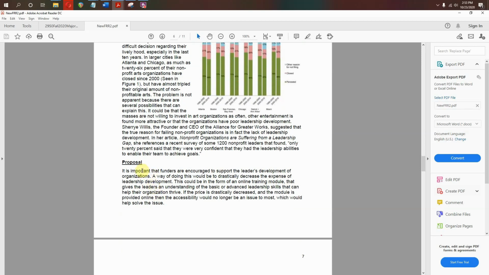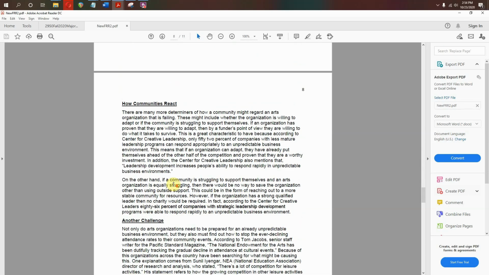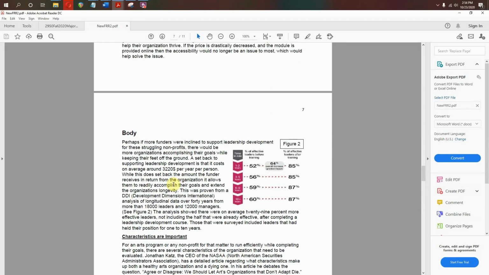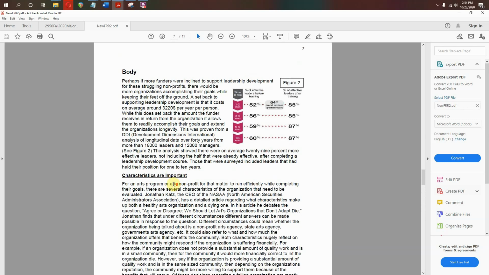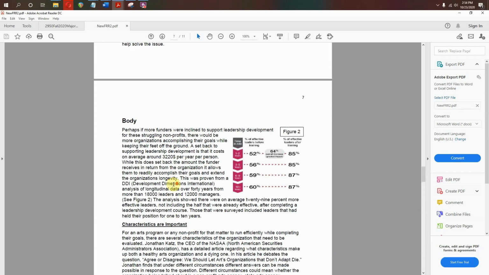Proposal. The proposal just says, it is important that funders are encouraged to support leaders' development of organization. I think when you're proposing your subject, you probably don't want to wait a few sentences to get into it. Okay. Let's see, we have the body, which is 1, 2, 3, 4 sections. None of them are listed in the works cited, and each section is one gargantuan paragraph. Yes, gargantuan is a technical word. And the problem there is that my eyes are glazing over, as I know yours are.